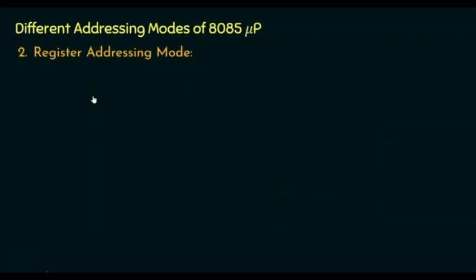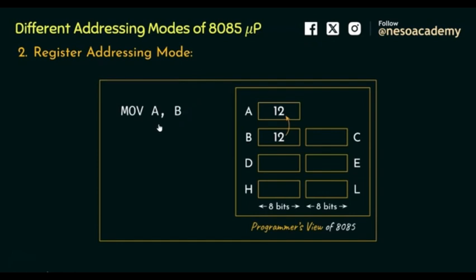Coming to the next mode, it is register addressing mode. Now the execution of the instruction MOV A, B is an example of that. Notice, within the instruction, we didn't send the data immediately, rather we were mentioning the registers. So, the microprocessor knows the data is residing within the register. So, with the help of this instruction, we are addressing that particular register. And that's the reason why it is called register addressing mode.